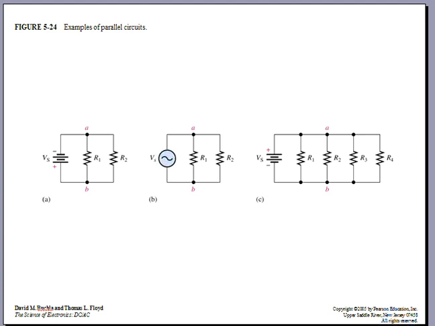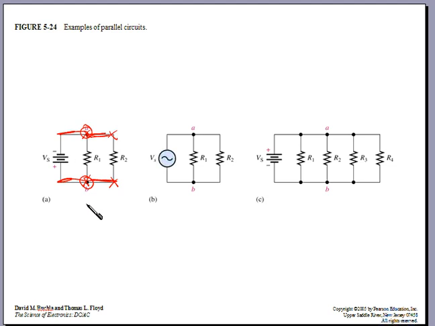Some examples of parallel circuits can be seen here. The important thing about parallel circuits is end-to-end connections. So if you notice over here, points A and B, the top of resistor 1 and the top of resistor 2, and the bottoms, they're connected. These are parallel and they're directly across the source.